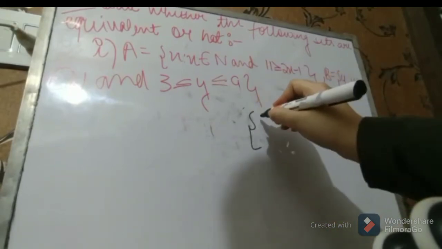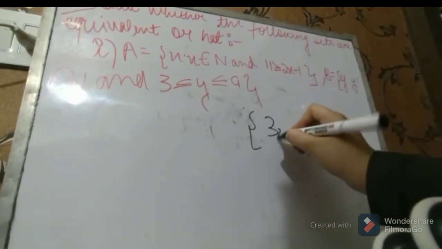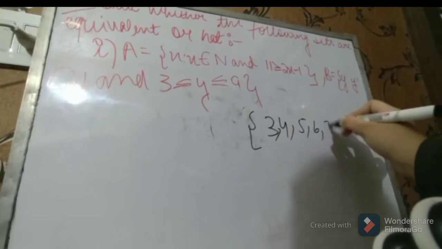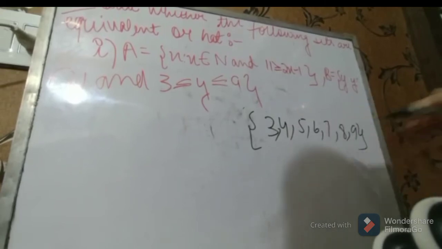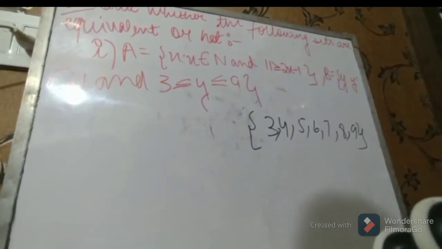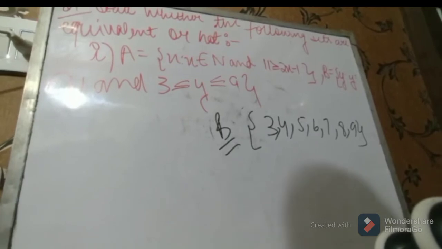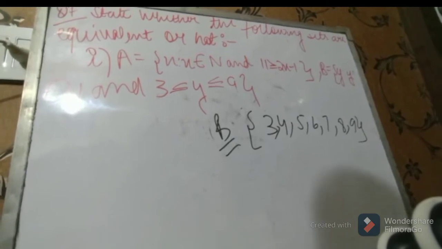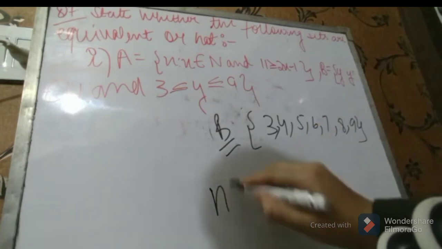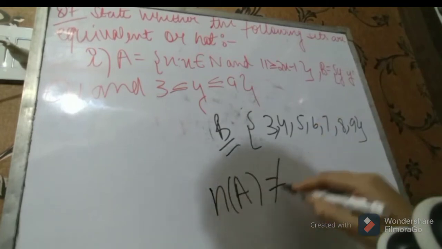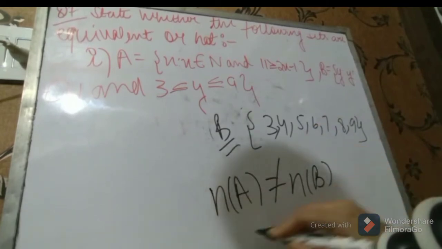In set B, you have whole numbers that are greater than or equal to 3 but less than or equal to 9. If you see, in set A, you had unlimited numbers because you had natural numbers that are greater than or equal to 6. But in set B, you have a certain limit of numbers, right? These are 6 to 7 numbers. So you can conclude from here that the cardinality of A is not equal to the cardinality of B.